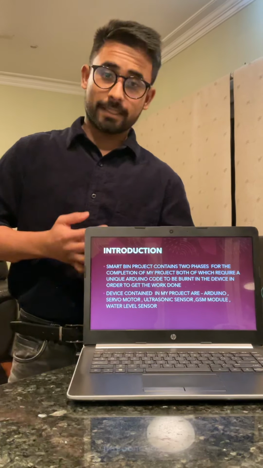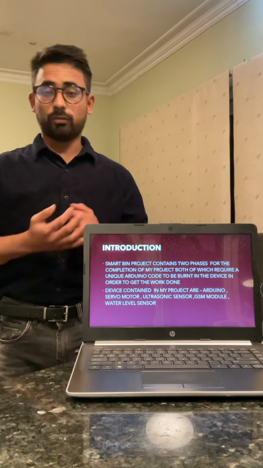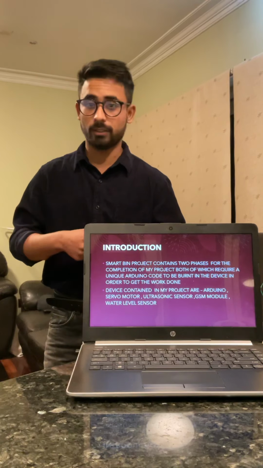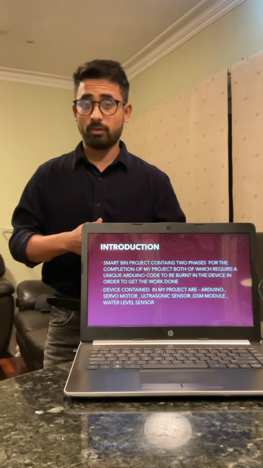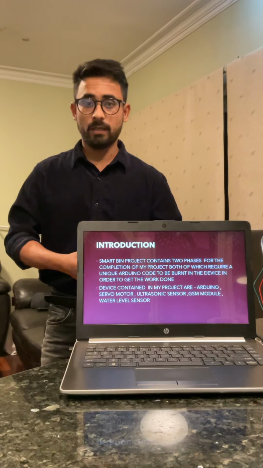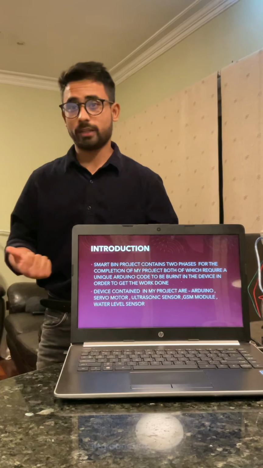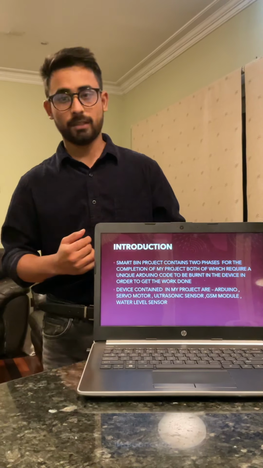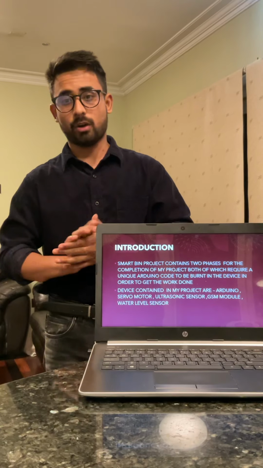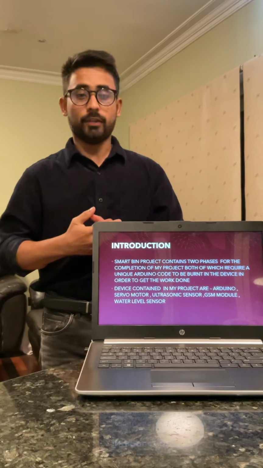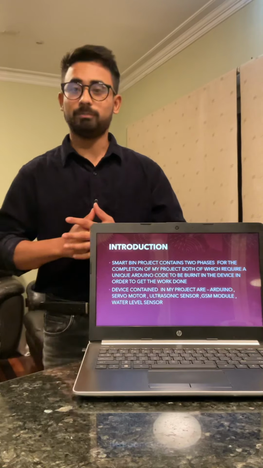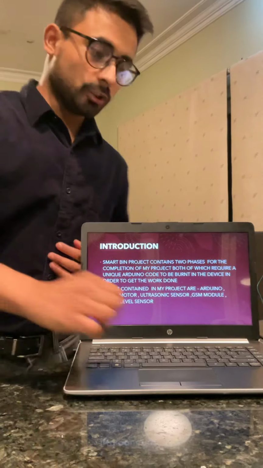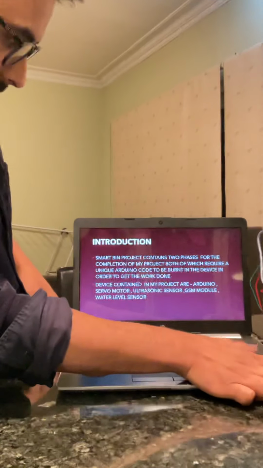And the second phase is the sending of the notification. If by mistake, or through rain or something, water gets into the bin, I have a water level sensor attached in the bin that will send a notification when there is a desired level of water available in the bin. A particular notification or message will be sent to the owner that water has been detected in the bin, and you need to take care of that. So these are the two main phases of my project.